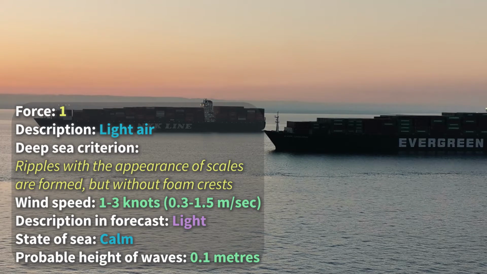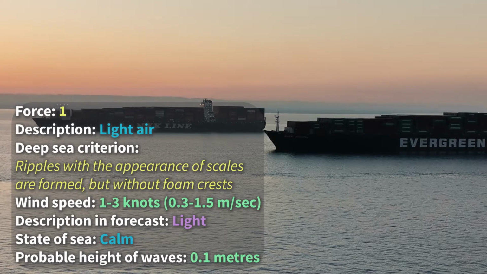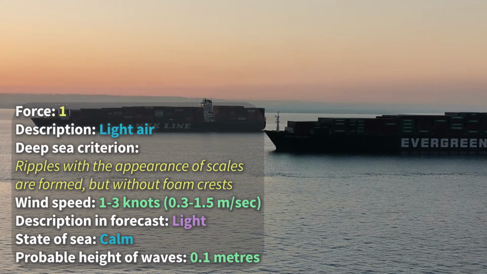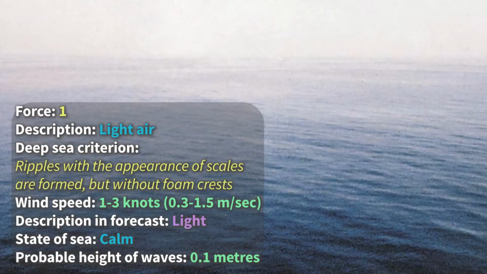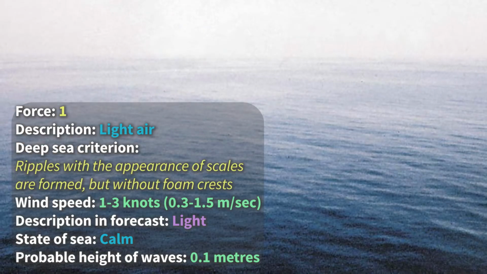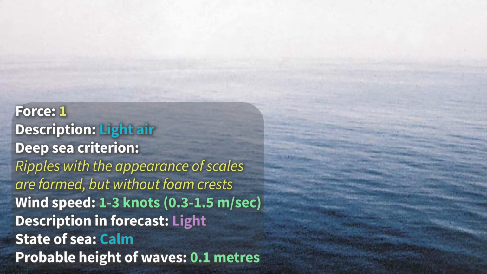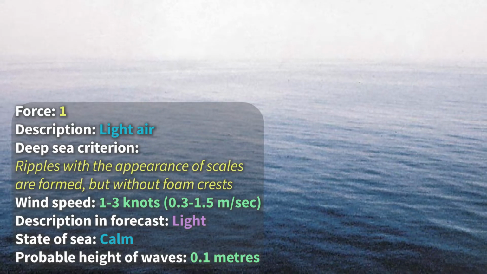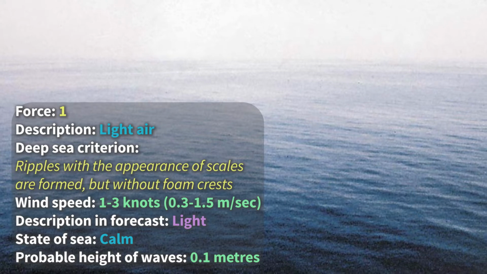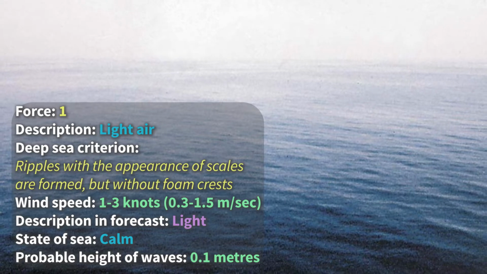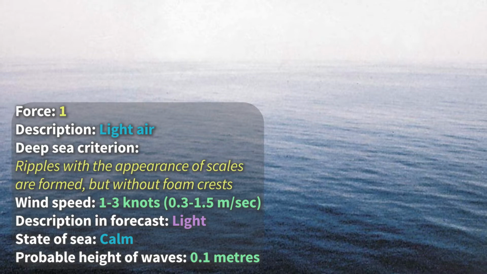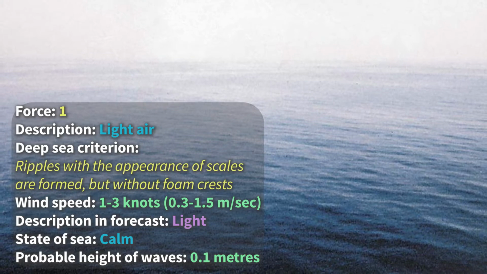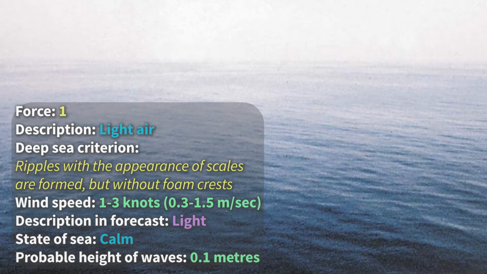Force 1. Description: light air. Deep sea criterion: ripples with the appearance of scales are formed, but without foam crests. Wind speed: 1 to 3 knots, 0.3 to 1.5 meters per second. Description and forecast: light. State of sea: calm. Probable height of waves: 0.1 meters.